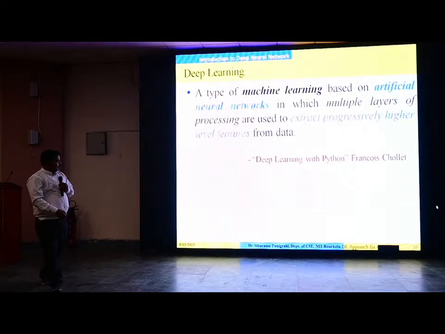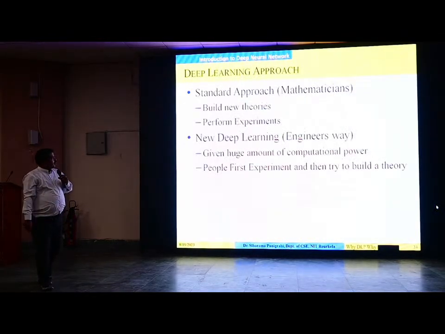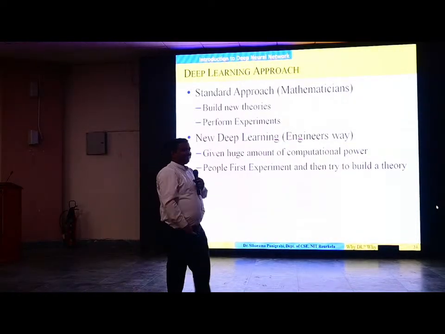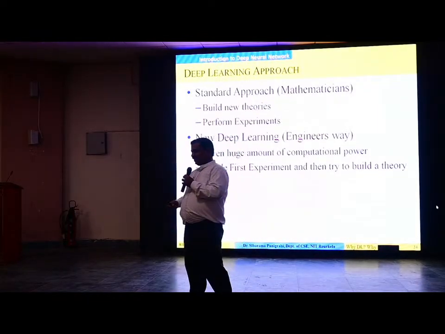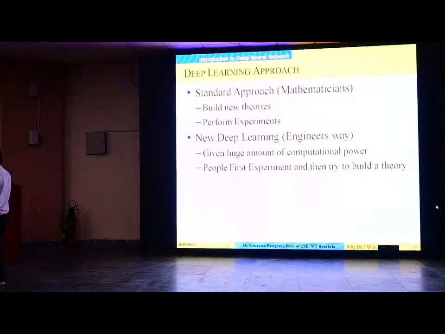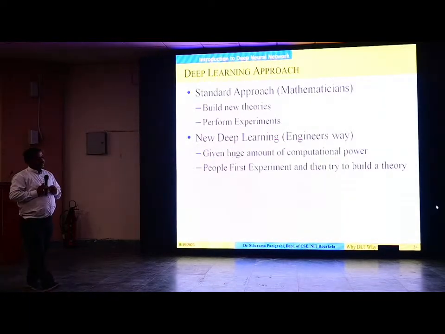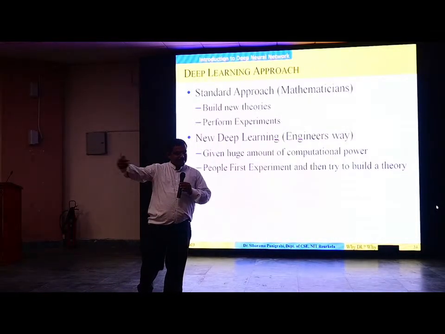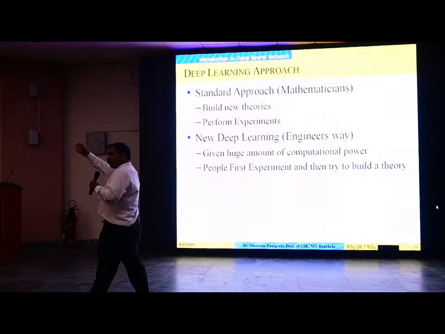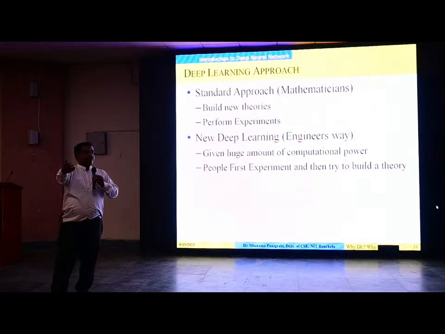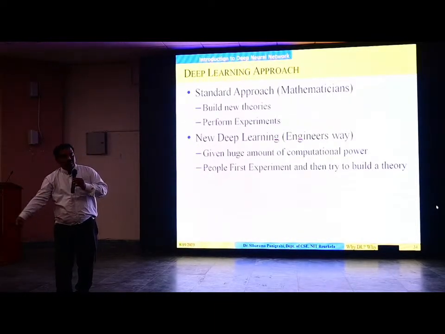Okay? So now, basically there are two kinds of approaches. So here two kinds of students are also sitting. One is mathematics students, another one is our engineering students, right? So mathematical approach. What is that approach? First build new theories, okay? Then after building the theory, to perform experiment on that. Whereas in deep learning or the engineer's way, what we will do, first perform experiments, okay? Given the huge amount of computational power nowadays we have, we first perform experiments. Then from those experiments, we try to derive the theory, right?